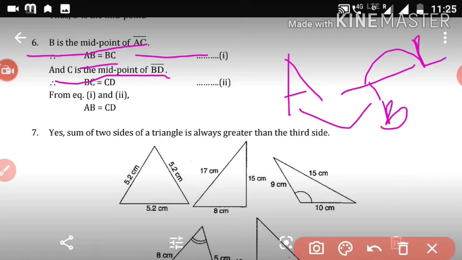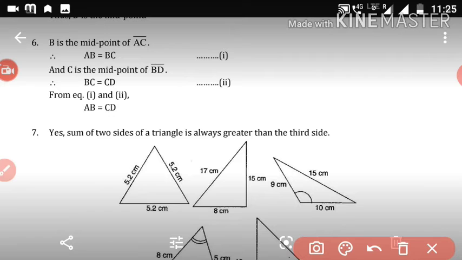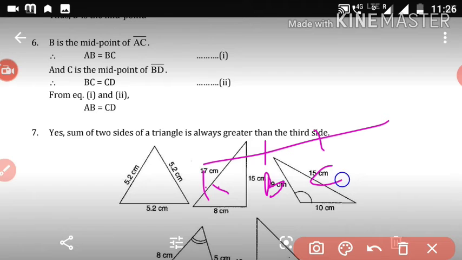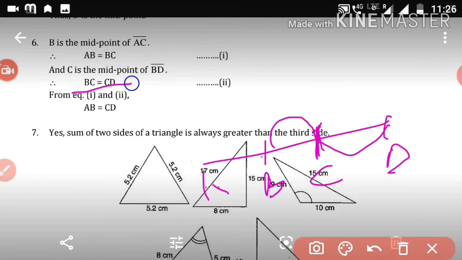Now again it is given C is the midpoint of BD. Then again B and D will be extended, isn't it? Then suppose this is A, then here it was B, this is C. Now again it is said B and D. Suppose this is D. For B and D, C is the midpoint. That means we can say BC is equal to CD. So BC is equal to CD. This is equation number 2.